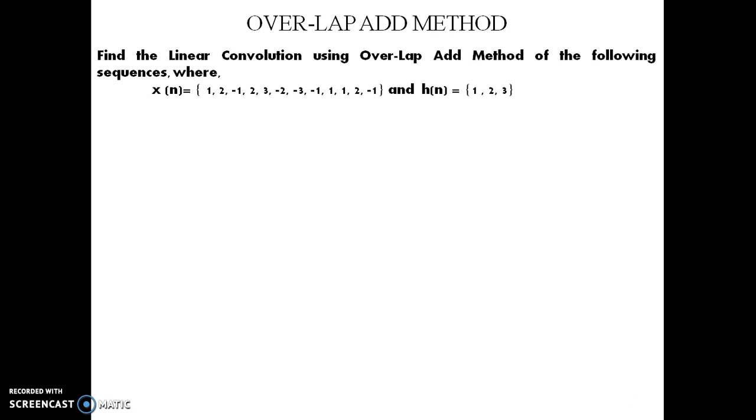Now this is the problem we consider: find the linear convolution using the overlap add method of the following sequence, x[n] = 1, 2, -1, 2, 3, -2, -3, -1, 1, 1, 2, -1, and the impulse sequence h[n] = 1, 2, 3. So what is the difference between the previous and this problem? Here we just consider a minus sign in one position of the x[n] sequence. So almost the two sequences are the same.